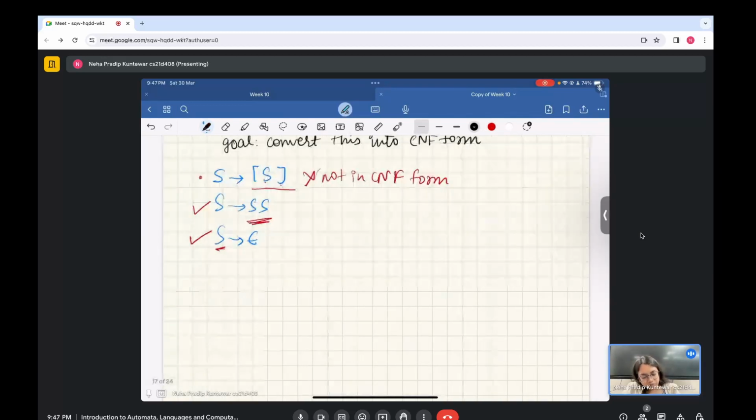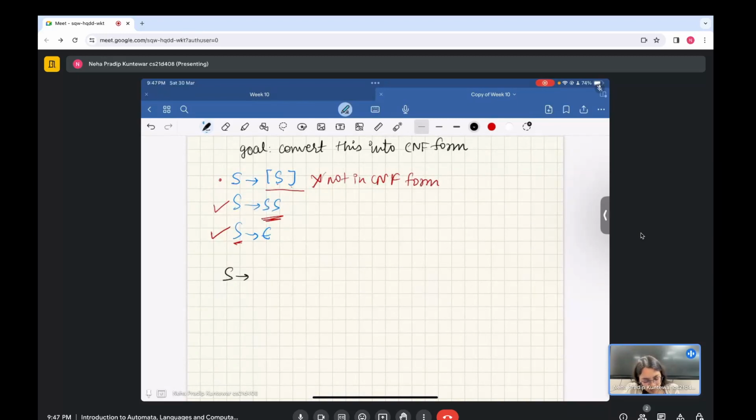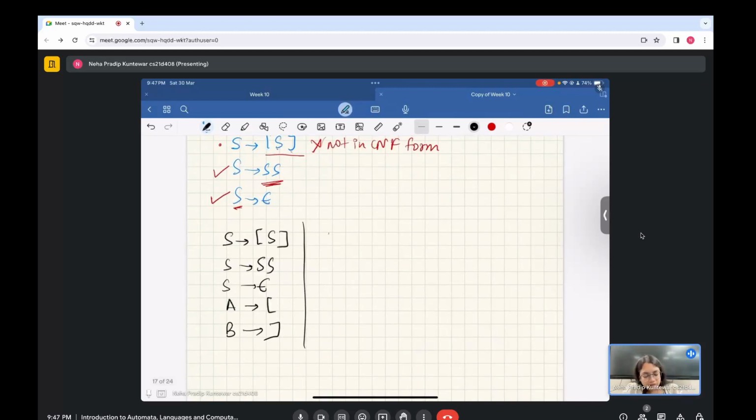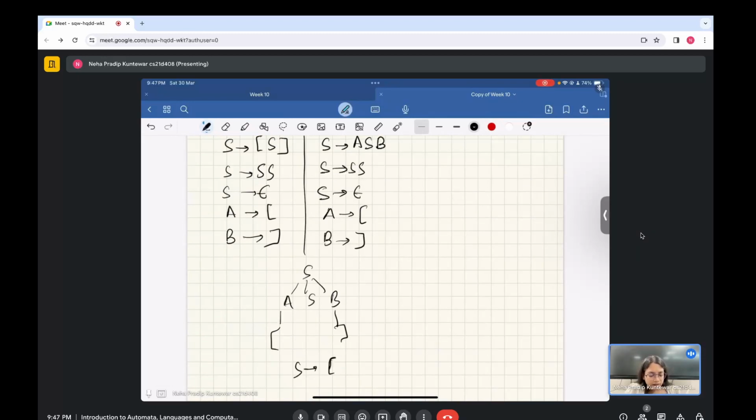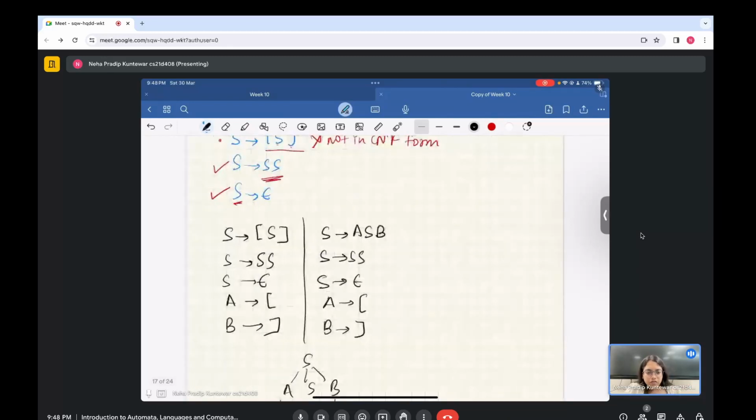So how do we do that? We will follow the same idea for each of the terminals. Here I'm going to have one symbol. Let's say A gives opening bracket and B gives the closing square bracket, and instead of writing terminals, I'm going to replace it with the non-terminal. So this is A S B, S gives SS, S gives epsilon, A gives opening bracket, and B gives the closing bracket. This is equivalent to the earlier grammar, because when you say S gives ASB, A is nothing but the opening bracket and B is nothing but the closing bracket. So this is the same as saying S gives opening bracket, S, closing bracket. It's the same thing but written differently.